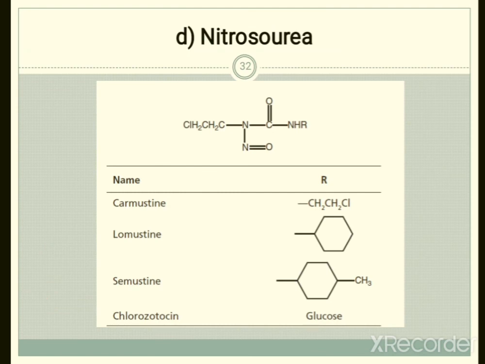Now the next category is the nitrosourea derivatives. We will look into these derivatives in the next session.